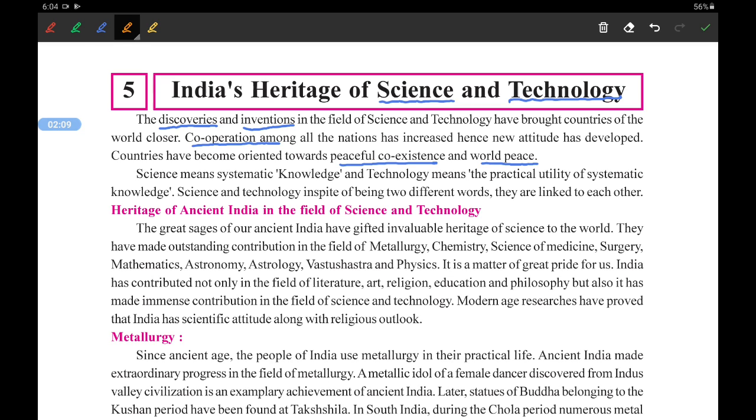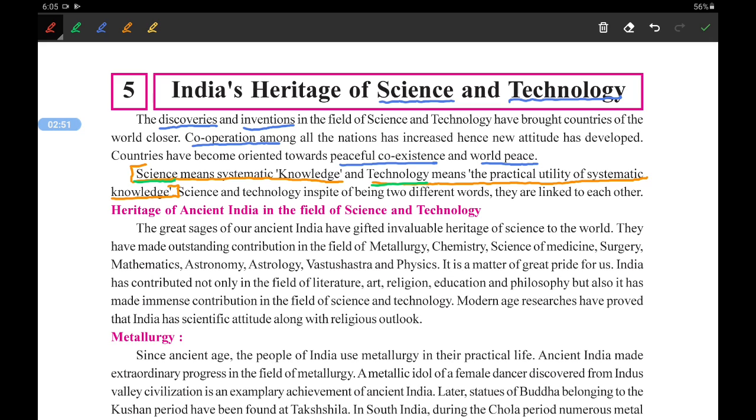Now this is the definition of science. Science means systematic knowledge, and technology means the practical utility of systematic knowledge. So these are two definitions given together. One is of science, second is of technology. Science means systematic knowledge of something, and to use that knowledge practically is called technology. Science and technology, in spite of being two different words, are linked with each other.